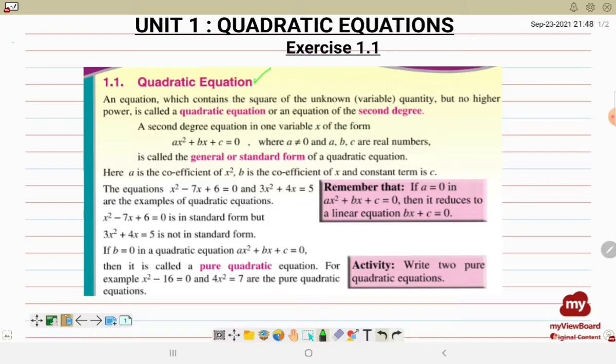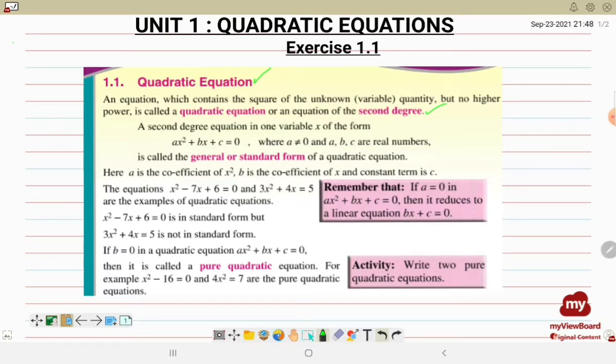An equation which contains the square of the unknown variable quantity but no higher power is called a quadratic equation. This equation is also called a second degree equation. So the very first thing that we need to learn about quadratic equation is the power of the variable. Here we are having a second degree equation, which means the highest power of the variable is 2.